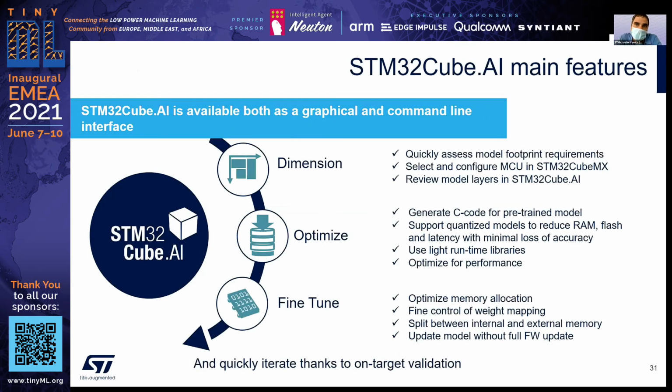So basically with the STM32 CubeAI, it's possible to optimize your trained neural network. It's possible also to quantize the neural network in order to reduce the memory occupancy in terms of RAM and flash, and also the latency and the speed of your neural network algorithm.